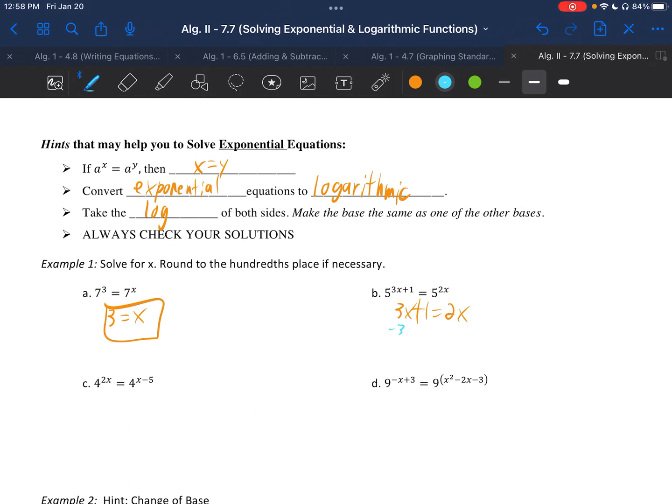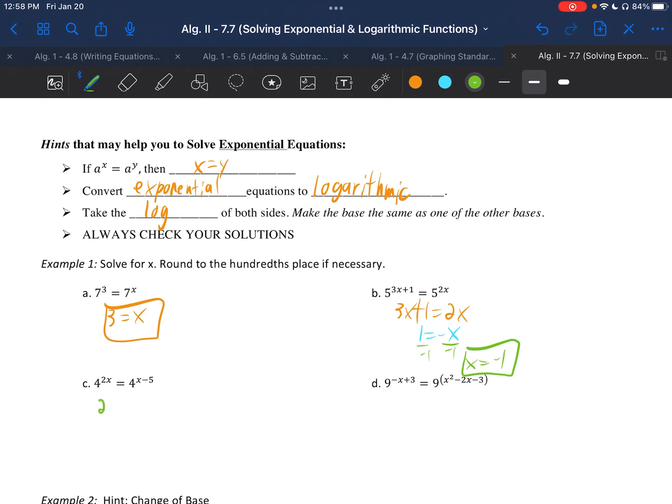So you just solve this equation. I'd solve by subtracting 3x. So I'll have 1 equals negative x, divided by negative 1, and x equals negative 1. And if I plug that back in, I end up getting 5 to the negative second is equal to 5 to the negative second. And yeah, that's true. So I want you to try letter C and D on your own.